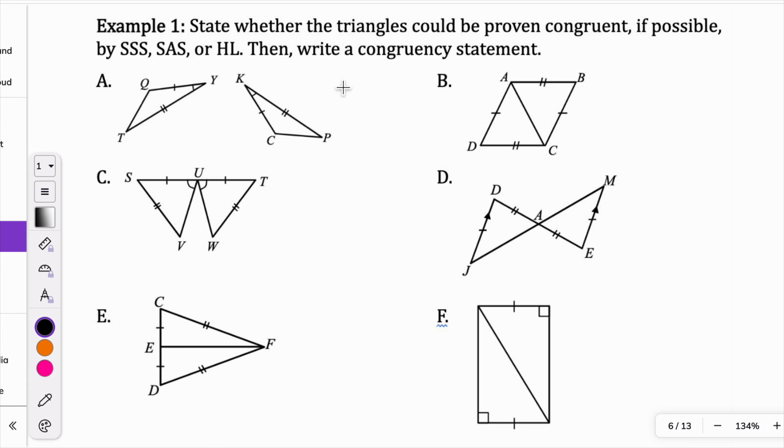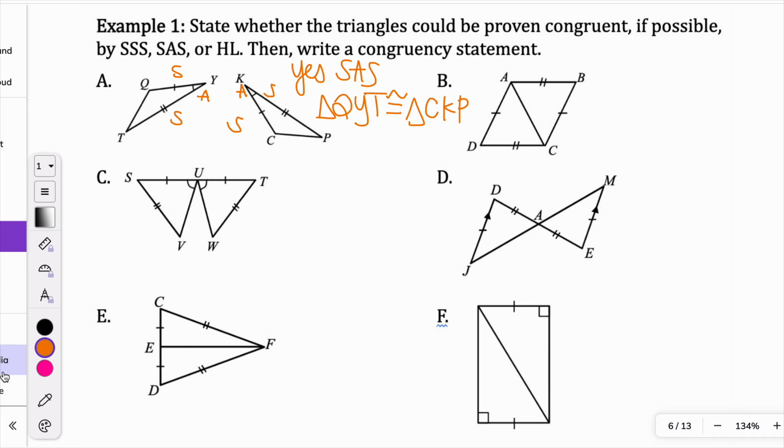So letter A, we would say yes, because you notice we have side, angle, side. So yes, using side, angle, side. And our congruence statement just needs to make sure that all your letters are matching with the corresponding parts. So I said Q, Y, T. Notice that QY has one tick mark. So over here, when I start, I'm going to say that C corresponds to Q. So C, K, P.